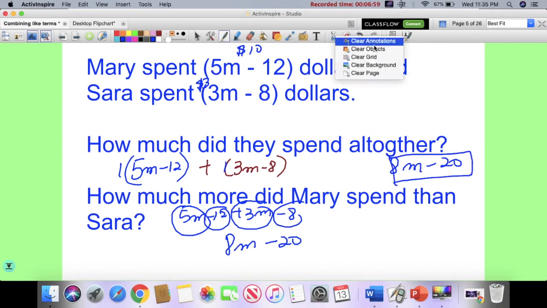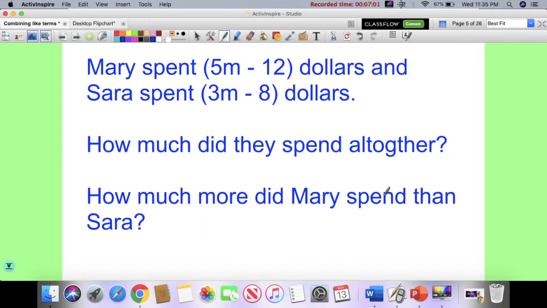Okay. Now, how much more did Mary spend than Sarah? So just by the question, we can know that Mary spent more. So let's say, again, she spent $10 and Sarah spent $3. What would you do? You would subtract, right? 10 minus 3, and she obviously spent $7 more. Well, this is no different, but we're going to keep everybody in parentheses, and that's what the difference is going to be. Minus, and then 3m minus 8.